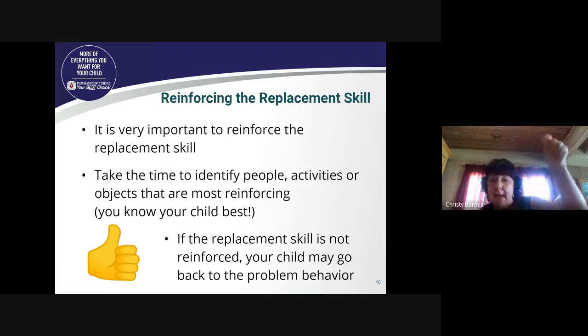I wish we all had a magic wand that we could just say poof and it's all done, but we don't. But this skill is really important, especially when you reinforce that positive behavior.